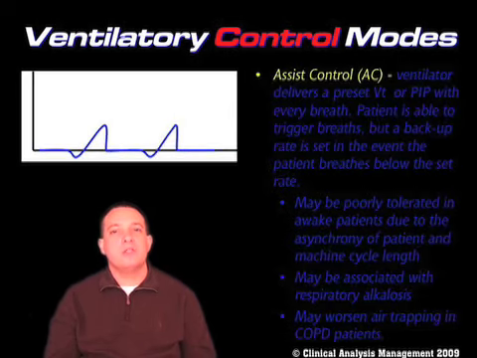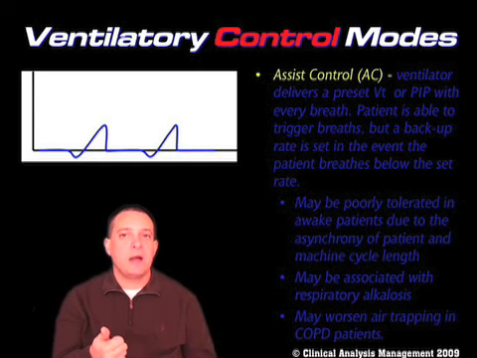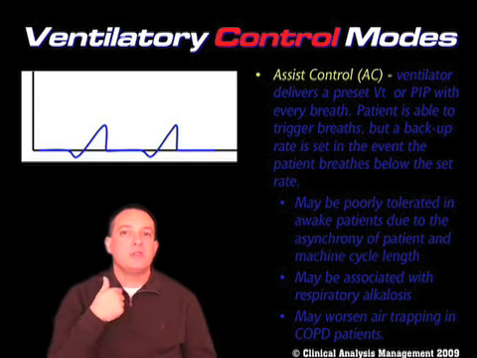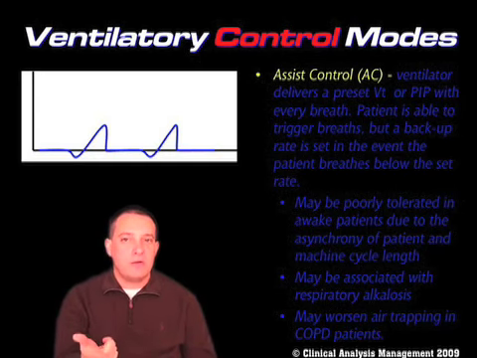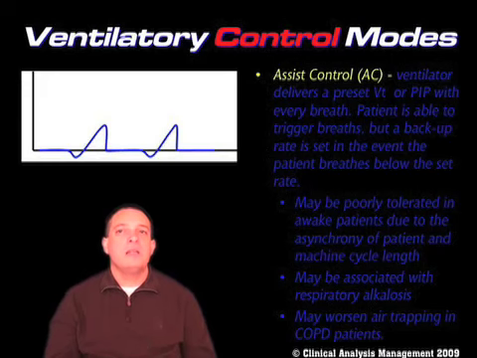Now, assist control is a mode of ventilation that's still used a lot. We use assist control for lots and lots of things. And when we talk about assist control, the first thing you need to know about assist control is it's just like control ventilation in that you're still going to have a minimum number of breaths in a minute, and you're still going to set a minimum tidal volume if you're volume ventilating, or you're still going to set a minimum PIP if you're pressure ventilating. But the thing that's different about assist control is the patient can actually take a breath whenever they want.